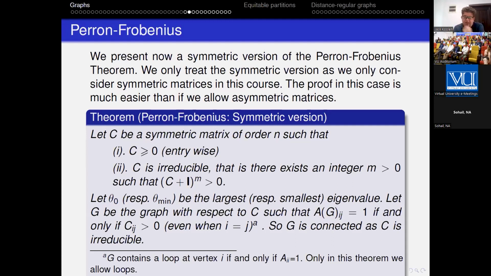We allow the case that the graph in this theorem may have contained loops, but it's the only graph in this whole course that may have loops. So only in this theorem I allow loops. Yes, so then the graph of C is connected as C is irreducible.